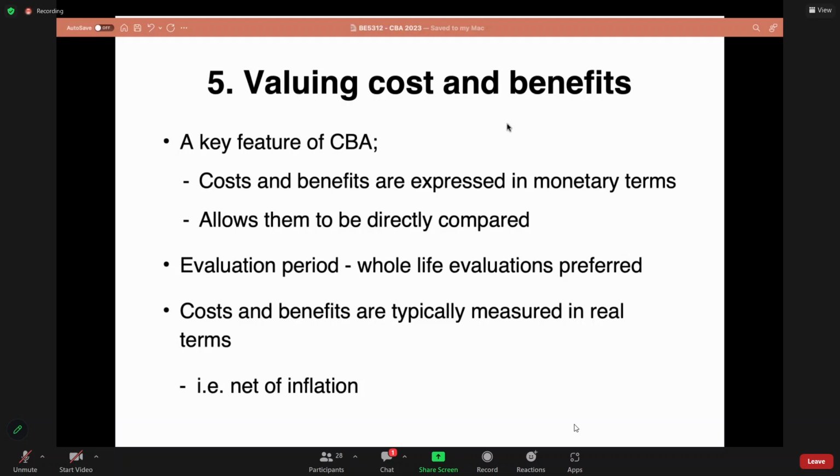And when we are valuing these costs and benefits, we consider the whole life of the project or the evaluation period. And we measure these costs and benefits in real terms, that is, without inflation.